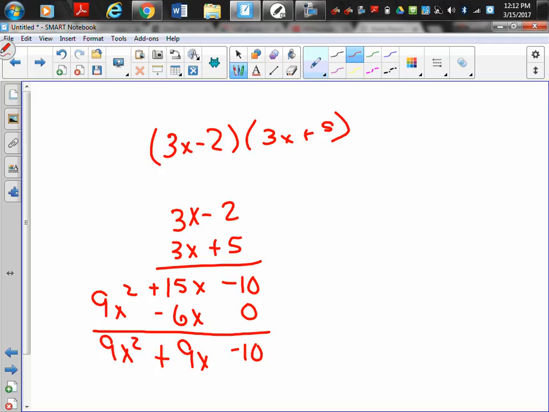So we're still going to use the same method. Still going to use the exact same thing as multiplying, just like this. So let's look at the next.